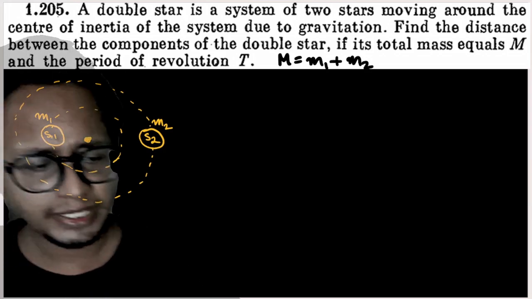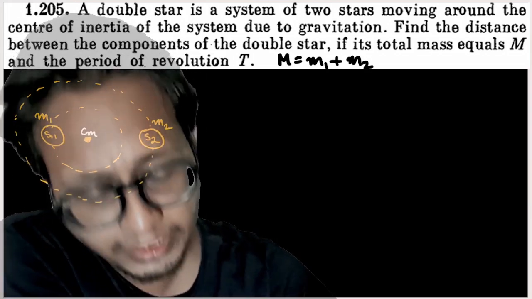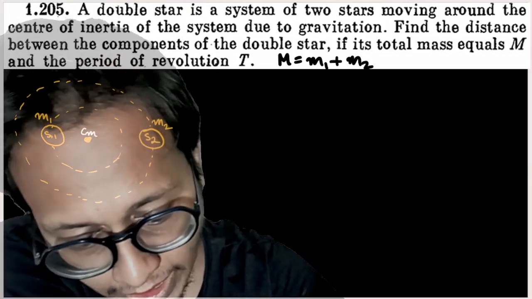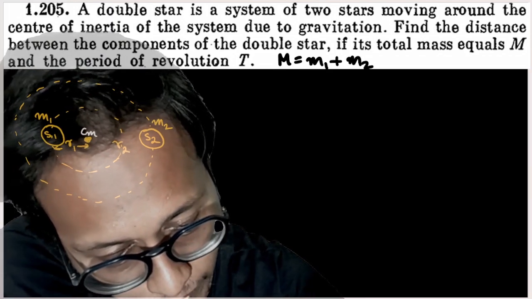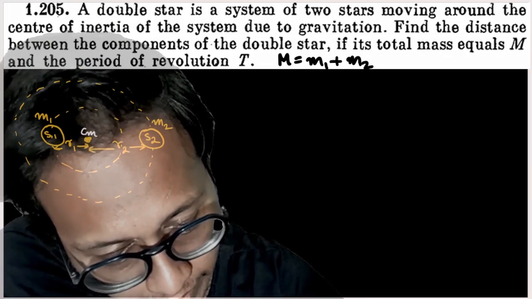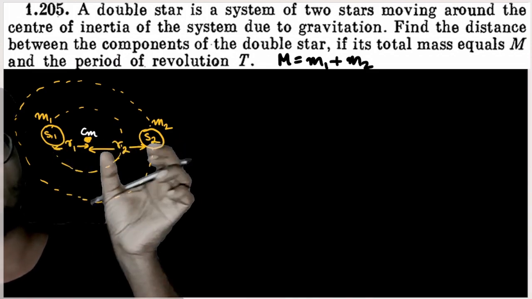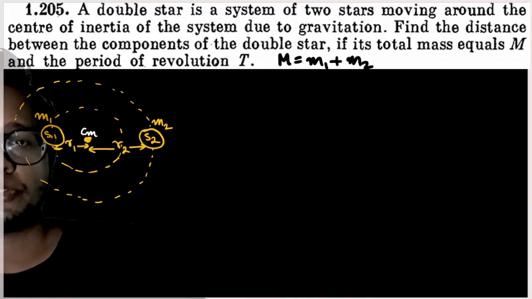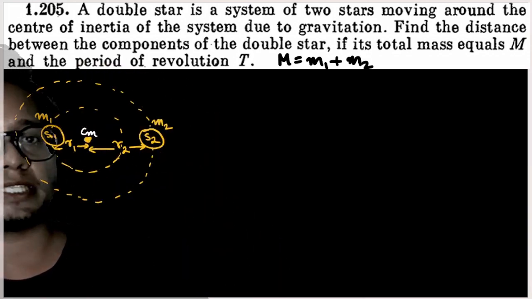And how do I know that? Simple mathematics. Let this be the center of mass. The center of orbit of both the stars will be the center of mass, isn't it? This distance is r1, this distance is r2. We need to find out the value of r1 plus r2. So what I said is the time period of both the stars would be the same.